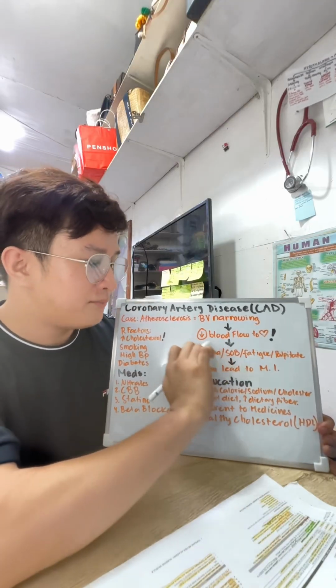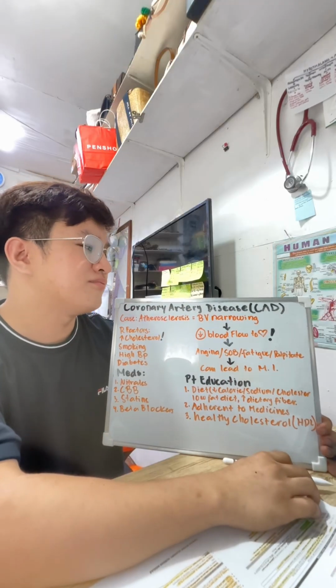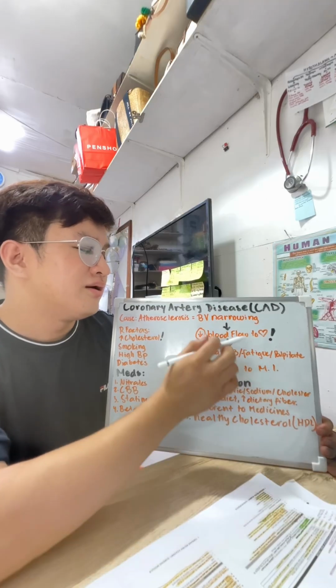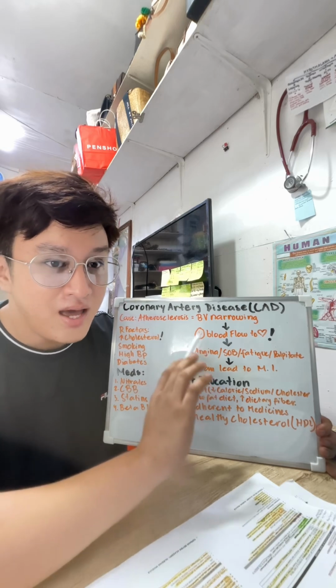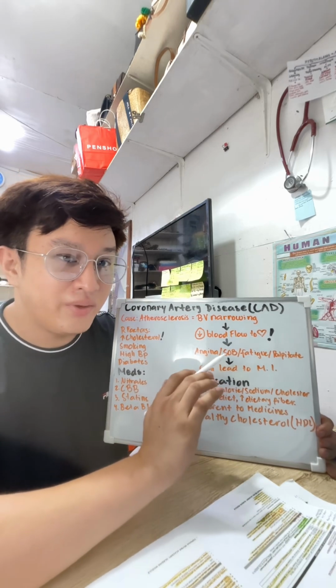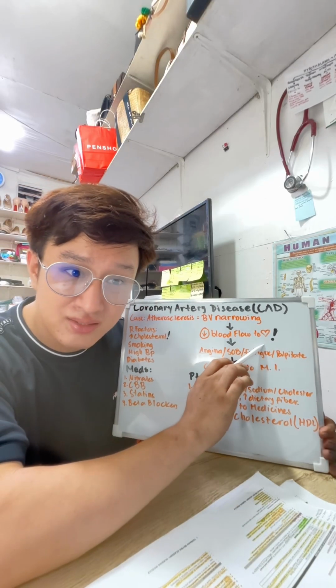So, of course, blood flow. If there is blood vessel narrowing, what will happen here? Guys, if there is blood vessel narrowing, there is decreased blood flow to your heart.